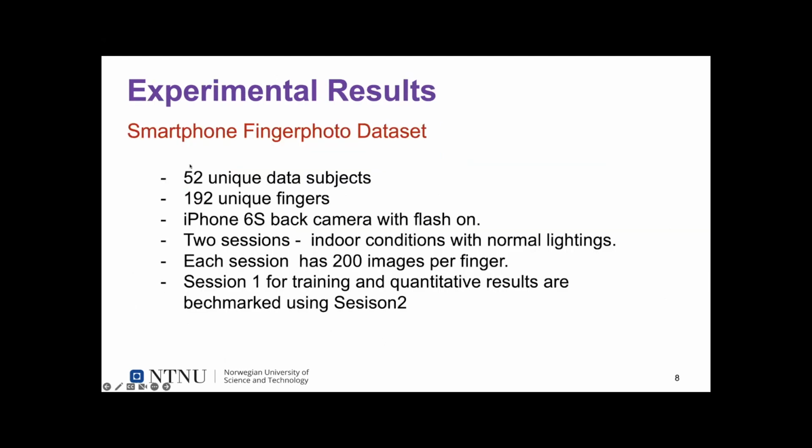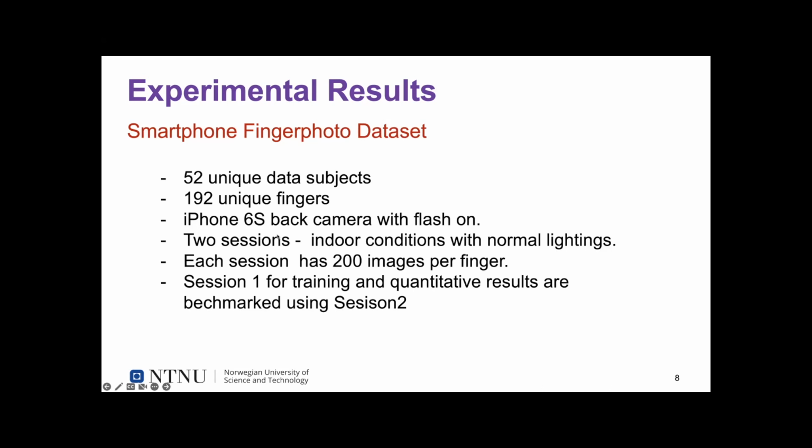Now for the experimental results. Our database consists of 52 unique data subjects, and we take multiple fingers from these subjects. For some data subjects we take 3 fingers, for some we take 4 fingers, depending on their cooperation. In total, we have 192 unique fingers. For all of these, we use the iPhone 6s back camera with flash on. The data are collected in indoor conditions, meaning room conditions with windows and those kinds of things. We collect the data set in two different sessions.